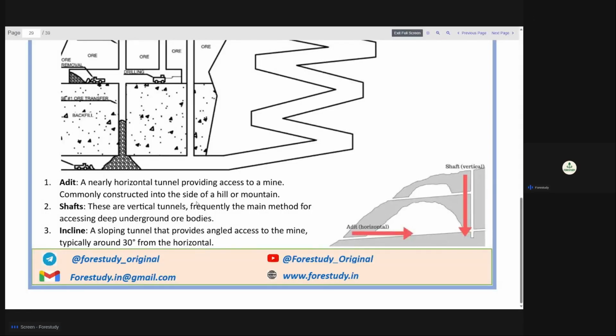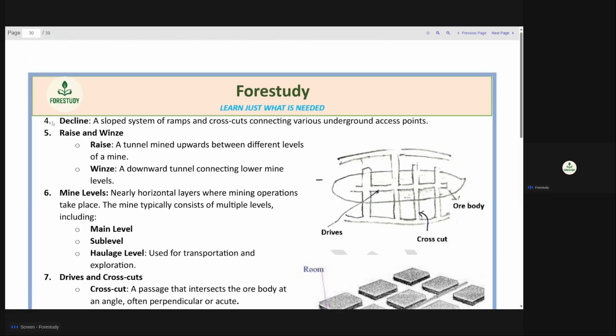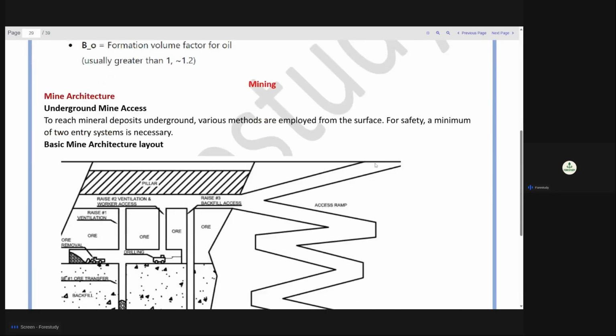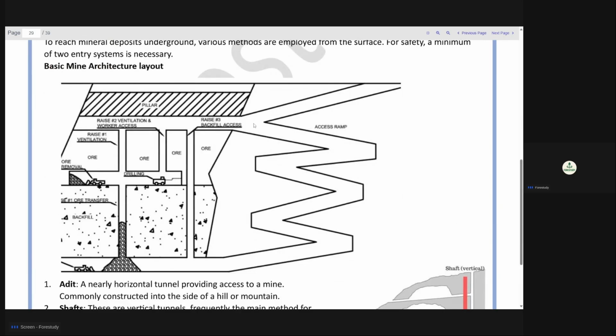So shafts are the vertical tunnels, frequently the main method for accessing the deep underground ore bodies. Incline, a sloping tunnel that provides angled access to the mine, typically around 30 degrees from the horizontal. Okay, so inclines are shafts only, but shafts are completely vertical. Inclines are at 30 degrees from horizontal. This is the adit, and this is a shaft. Then we have decline, a sloped system of ramps and crosscuts connecting various underground access points. So you can see this one is a decline.